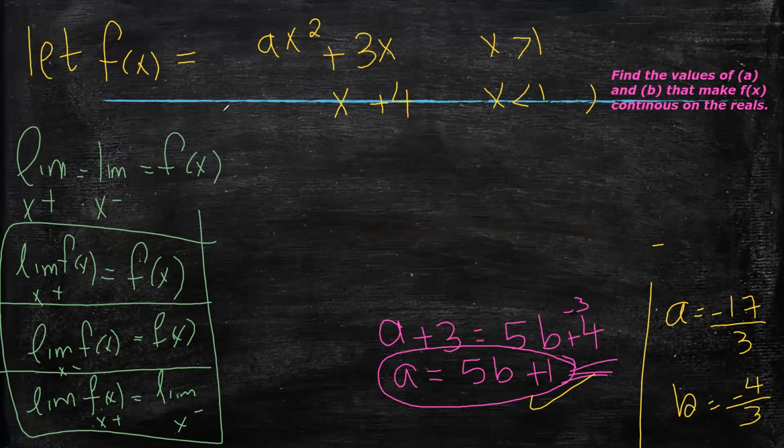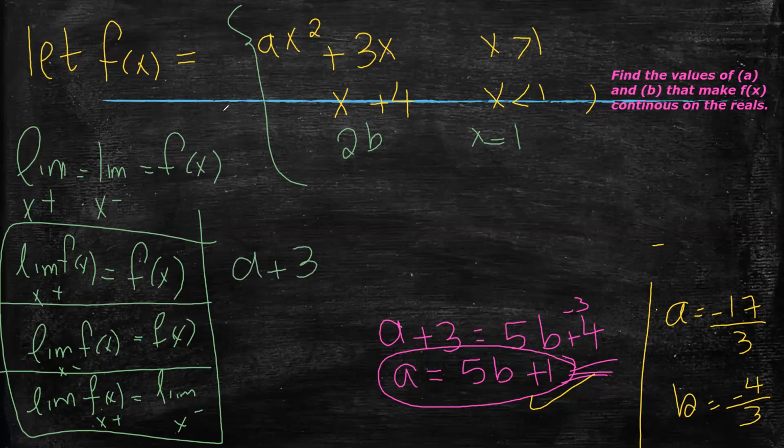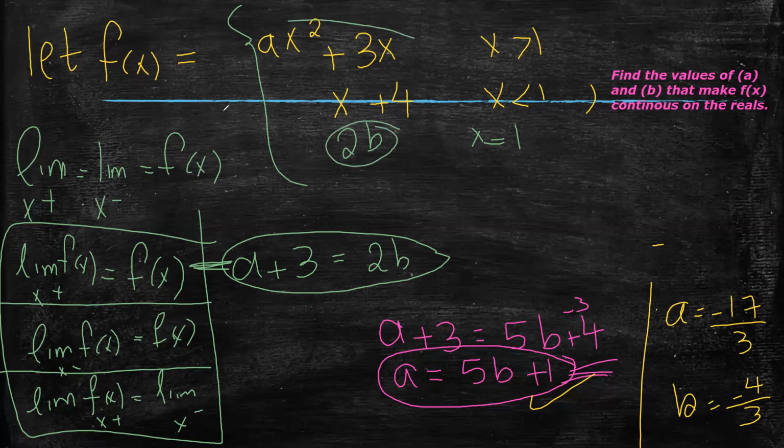Now, for the first one, limit x from the right, we said it was 2b when x equals 1. Now, x from the right is a plus 3. It must equal 2b. This is the first equation I have, because limit f of x when x approaches from the right is equal to f of x. So 2b is equal to a times 1 plus 3, which is a plus 3. This is the first equation I have.